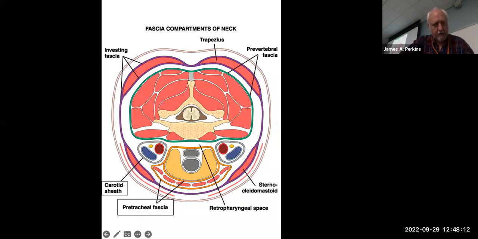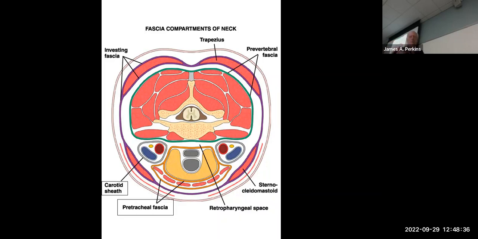Now, just lateral to that pretracheal fascia, you see there are two other small compartments surrounded by fascia. And in this particular diagram, they're gray layers surrounding these structures. These are called the carotid sheaths. And there are two of them. There's a carotid sheath on the left, and that sits just to the left of the pretracheal fascia. There's a carotid sheath on the right.